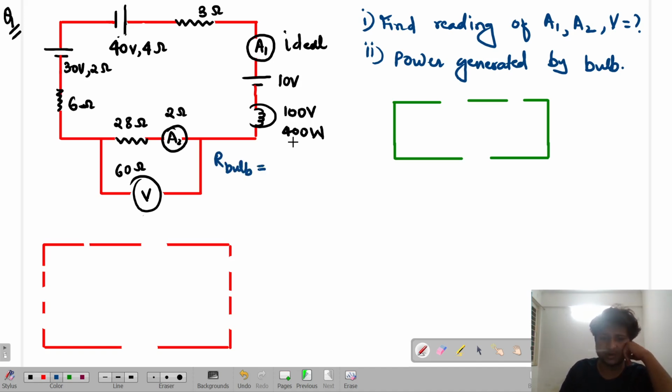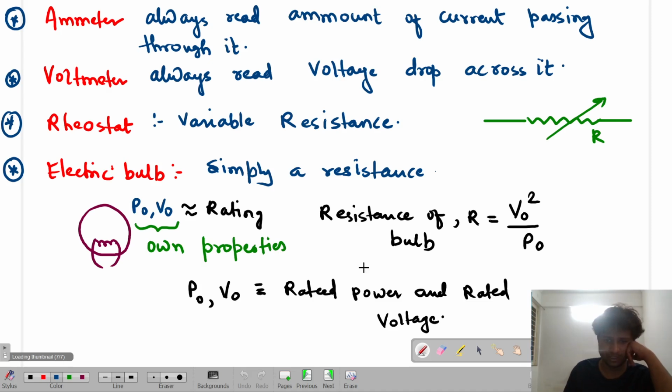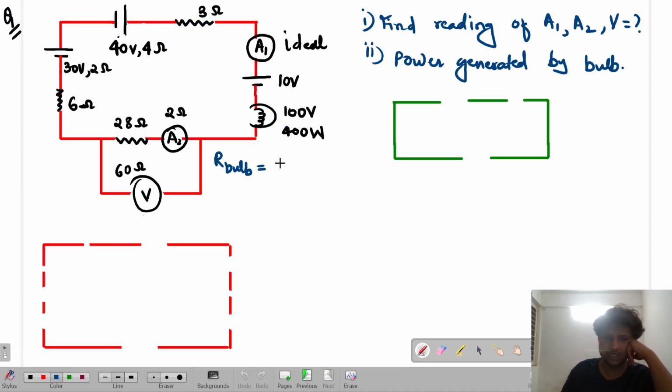Voltage is known to us, power is known to us. So right now I gave you the formula: V naught square by P naught. So 100 into 100, so the zeros cancel. Basically it is how much? 25 ohms. Is that clear?